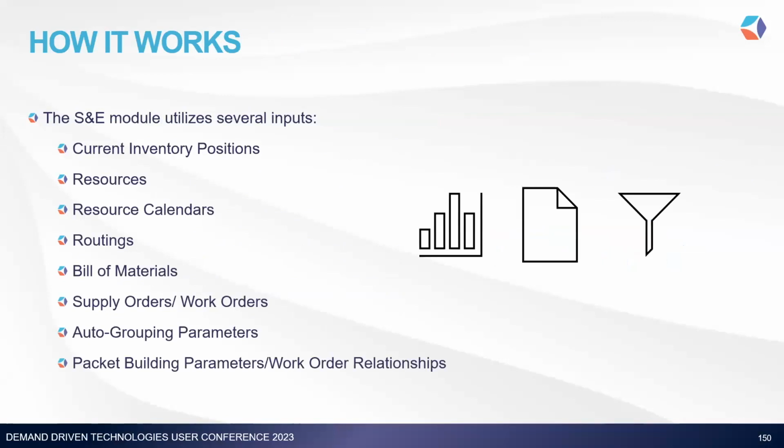First off, these are some of the inputs that we utilize with our software. We look at current inventory positions. We use resource calendars, which is how we calculate capacity. They're incredibly dynamic, incredibly powerful. You can manipulate them for any sort of scenario. We include routings and a bill of materials, and then you can create work orders in the software utilizing either a work order import, or a supply order import by including a routing attached to those supply orders. We also have auto grouping parameters and packet building parameters, which help build work order relationships within our software.